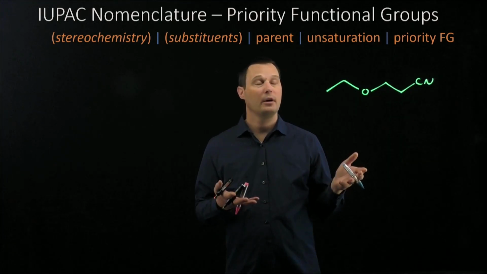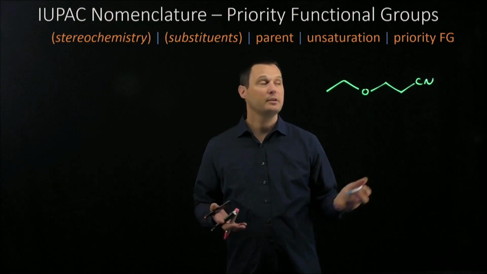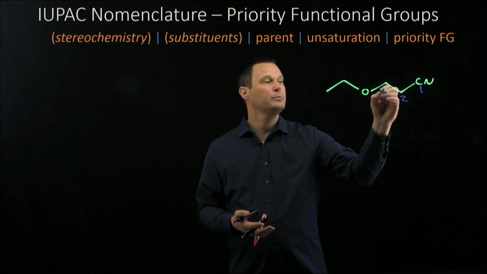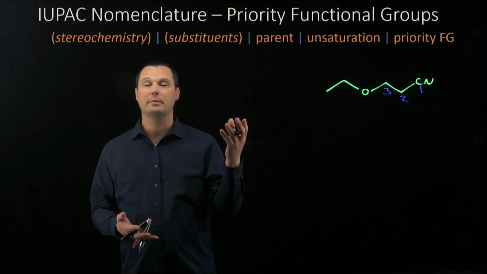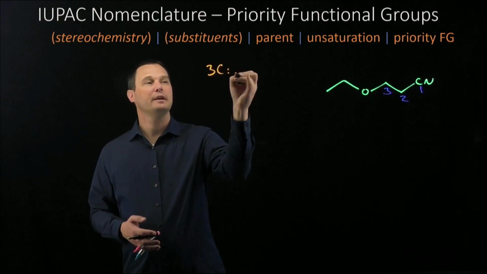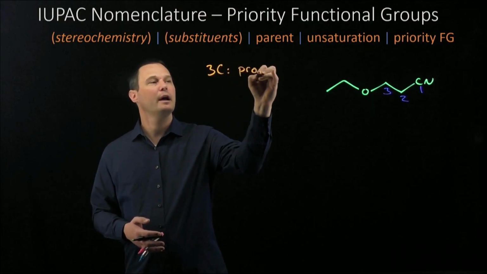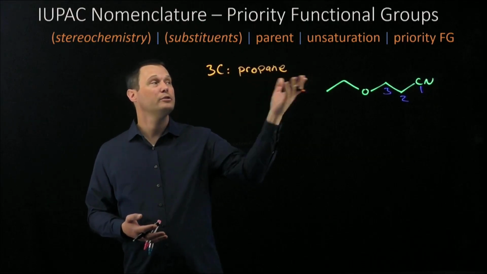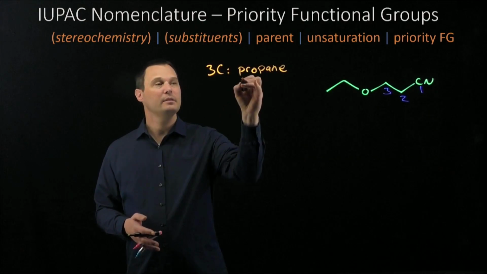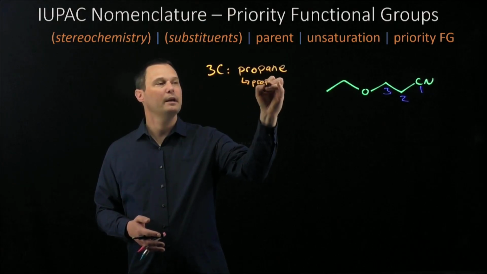Next, we number to give the priority functional group the lowest possible number. That means for this molecule, we'll number right to left to put the nitrile at carbon number 1. Next, we come up with the name of our parent hydrocarbon. There are 3 carbons in our longest consecutive chain. The name of our 3-carbon hydrocarbon is propane. But it's not going to be propane. We'll update the name of this hydrocarbon to account for the priority functional group. That means it won't be propane, it will be propane nitrile.